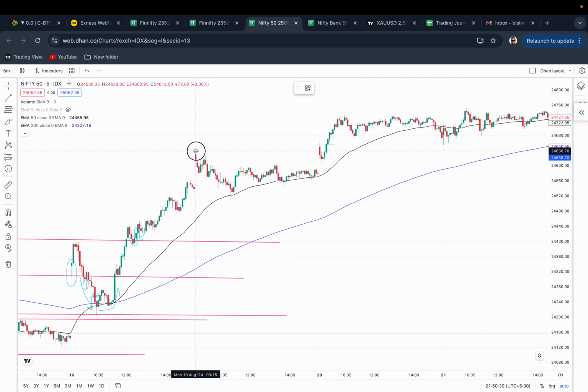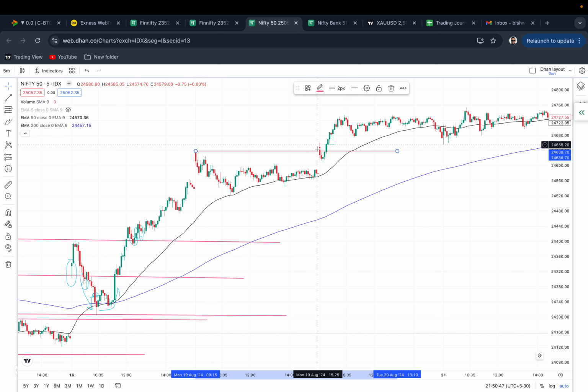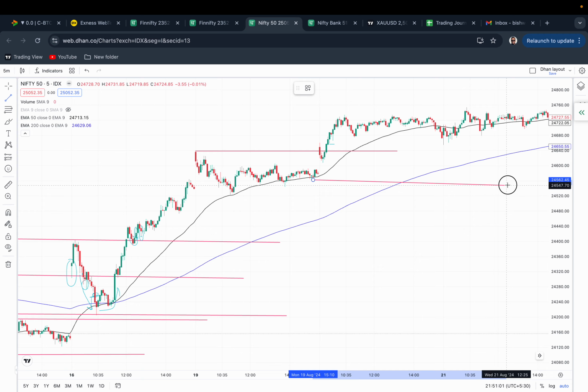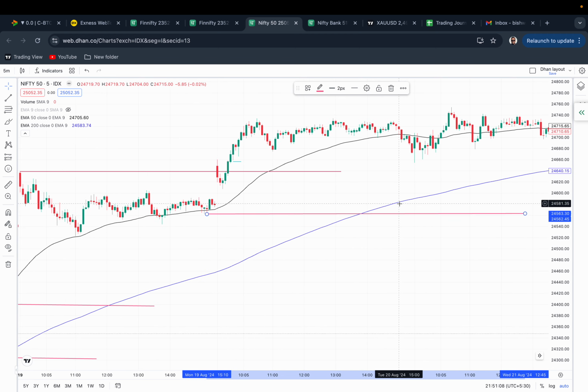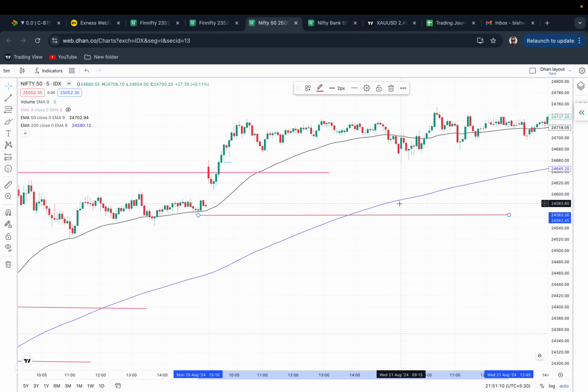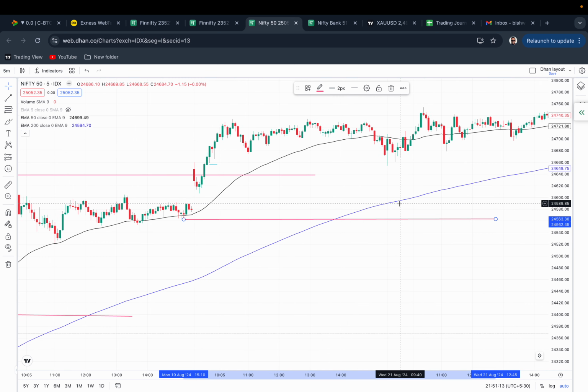See, it is the previous day's highs. Okay, I am showing you the trading analysis of 20th August. So of 19th August, I am marking the resistance and the support line. I'm currently focusing on all the candlestick patterns. Later I'll be focusing on the chart patterns.